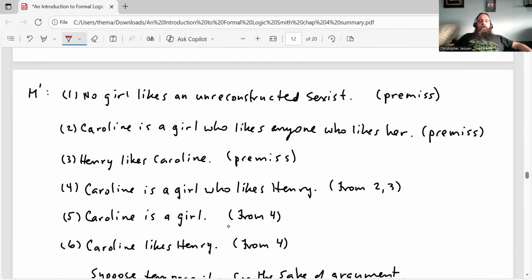Premise one, no girl likes an unreconstructed sexist. Premise two, Carolyn is a girl who likes anyone who likes her. Premise three, Henry likes Carolyn. Then we can infer four from two and three, Carolyn is a girl who likes Henry. Five, which follows from four, Carolyn is a girl. And six, Carolyn likes Henry, also follows from four.